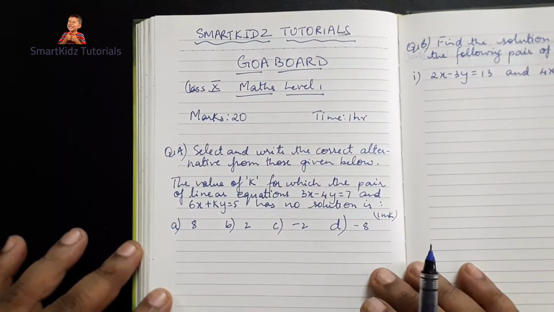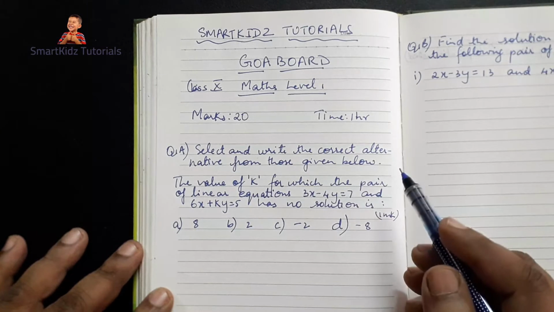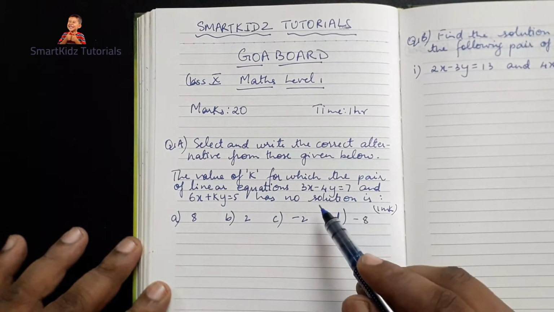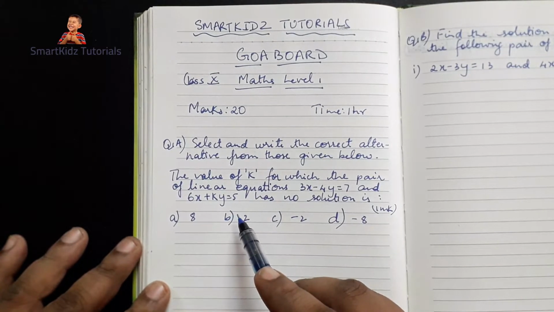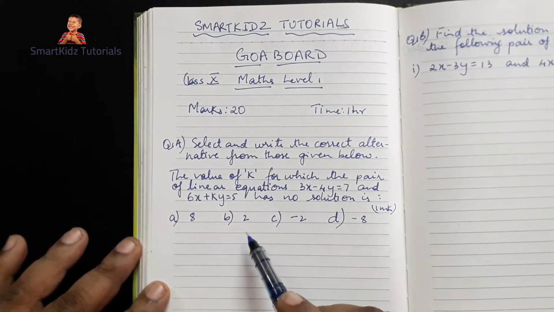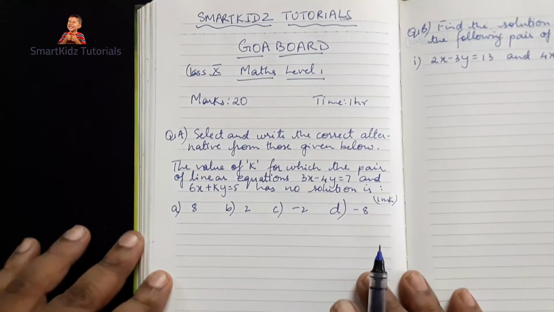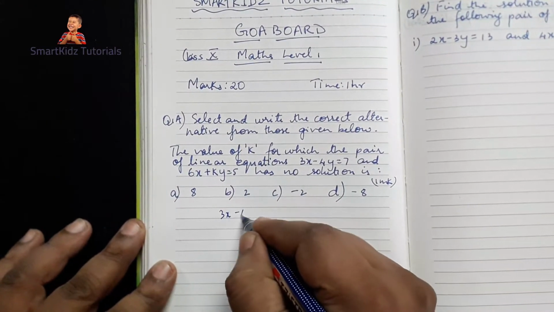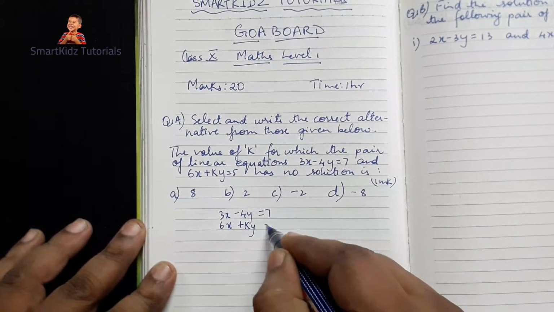So let's begin. Question 1A says select and write the correct alternative from those given below, for 1 mark. The question is: the value of k for which the pair of linear equations 3x minus 4y equal to 7 and 6x plus ky equal to 5 has no solution is, and the options given are A 8, B 2, C minus 2 and D minus 8. So let's write down the equations that have been given to us first: 3x minus 4y equal to 7 and 6x plus ky equal to 5.